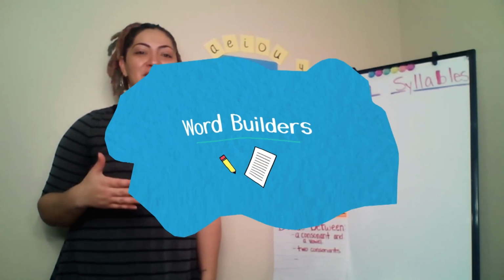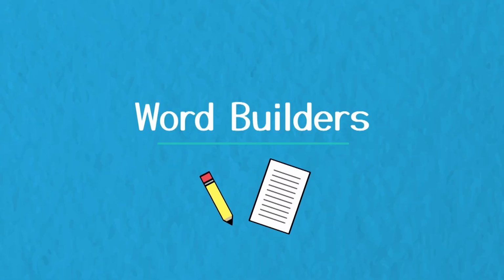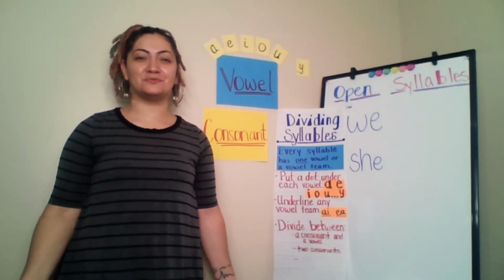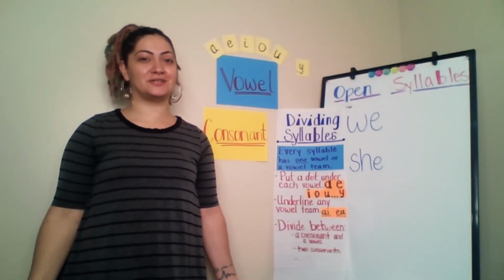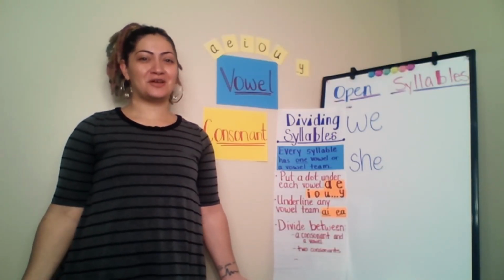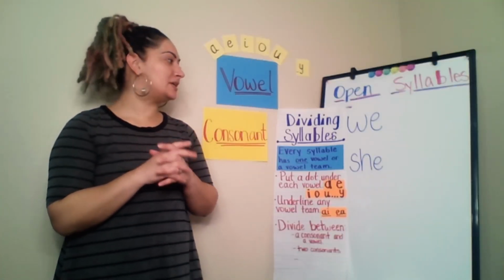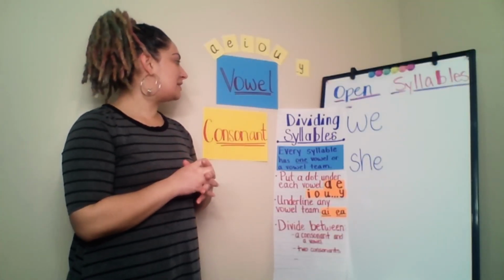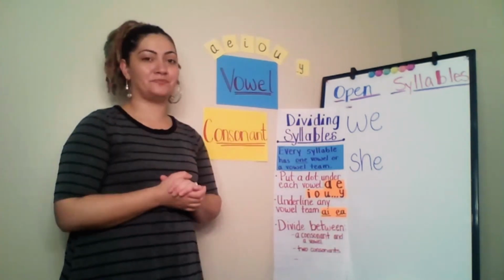So when we start reading longer words with more than one syllable, it's important for us to look for patterns in words. These patterns will help us know how to read these words. Knowing about syllables will help us find these patterns. So when we're looking at a word, we're going to be able to divide the syllables.